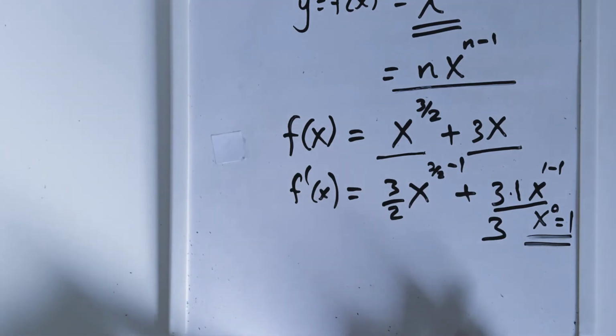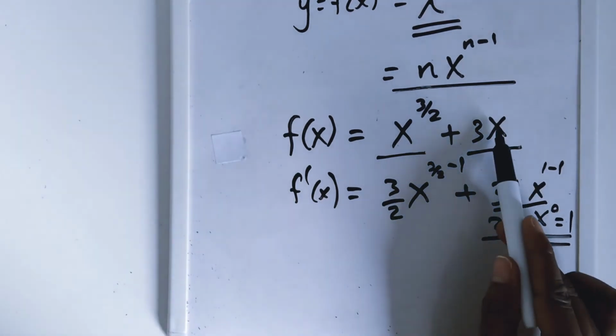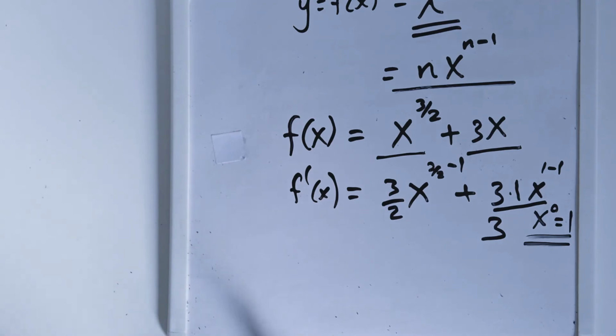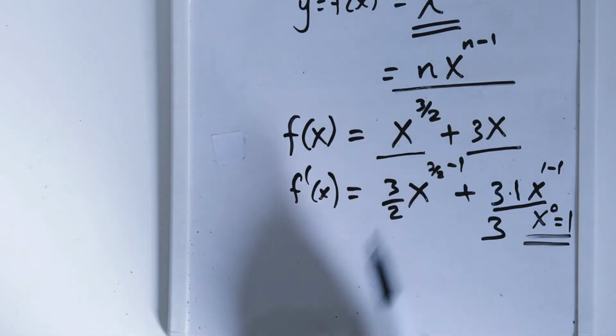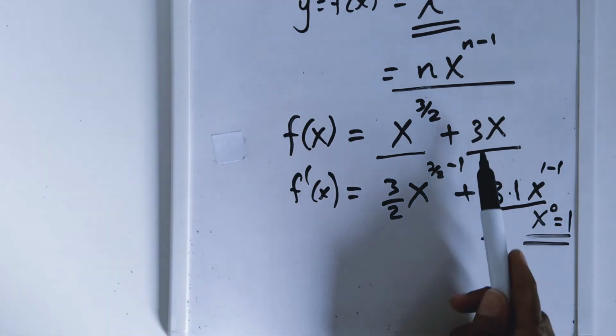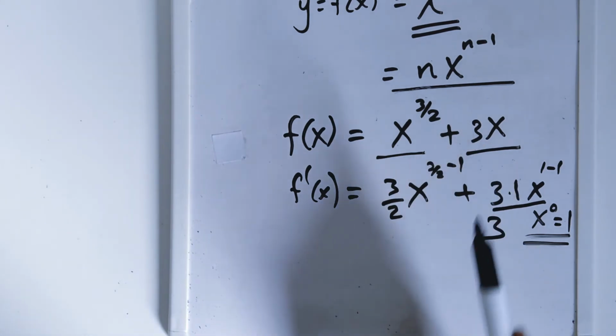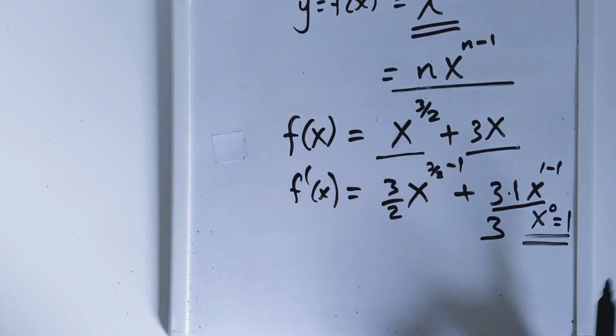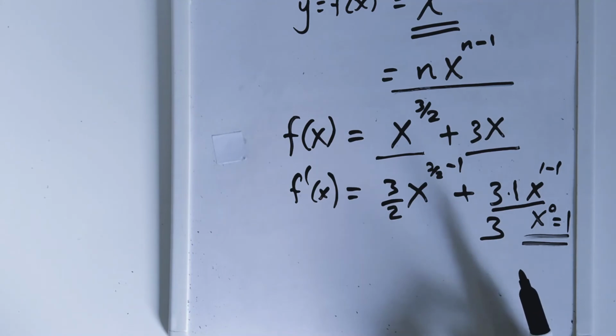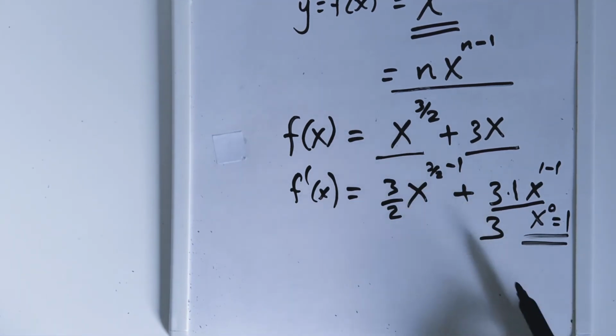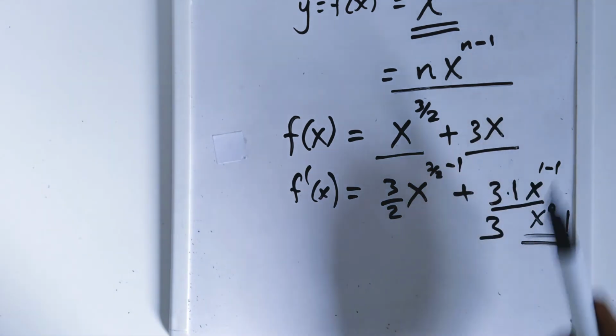In general, if the power of the x term is 1, you will always have the constant as the derivative. If you had to take the derivative of 4x, the derivative will be 4. If you had to take the derivative of 10x, the derivative will be 10. So always you will have the constant as long as the power is 1.